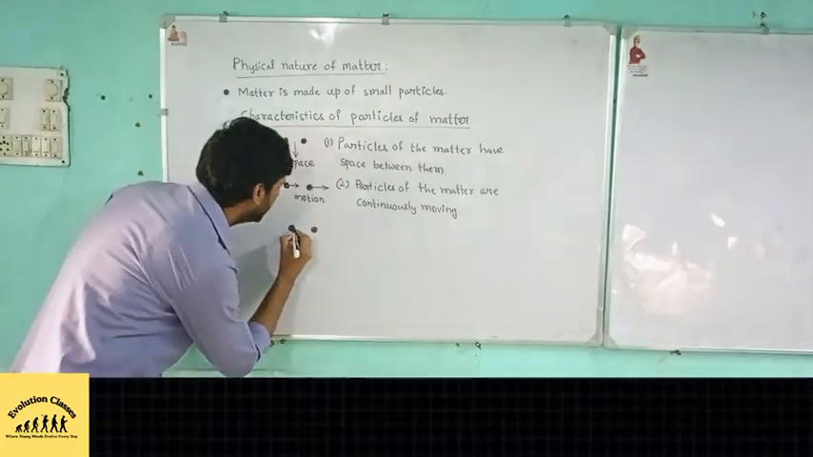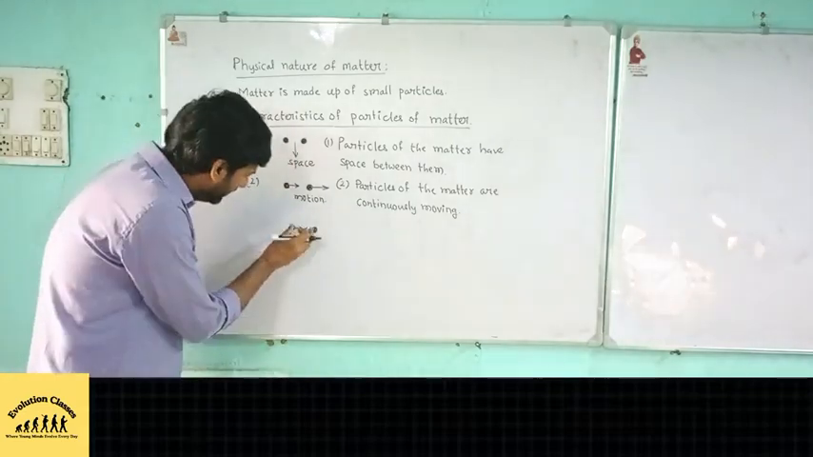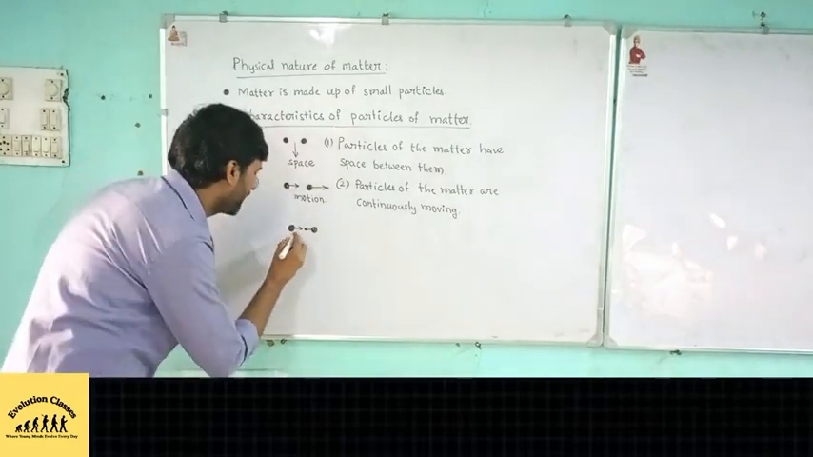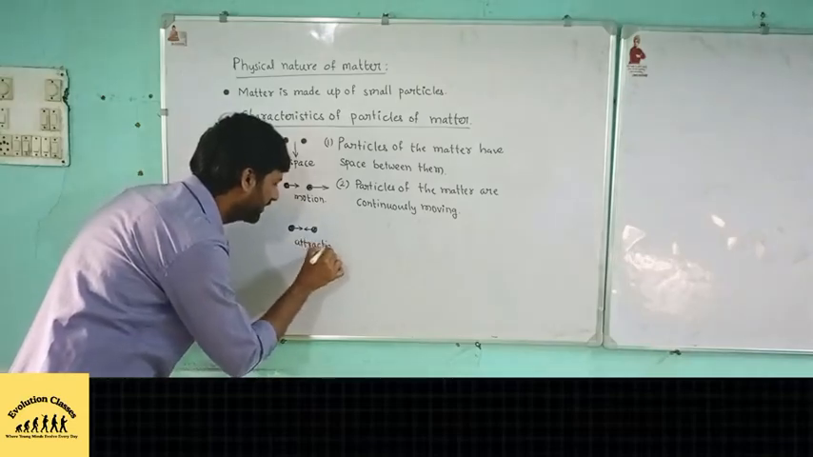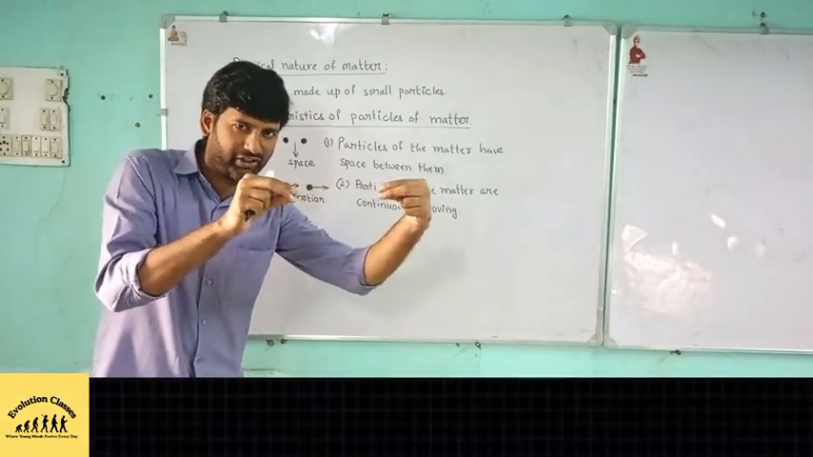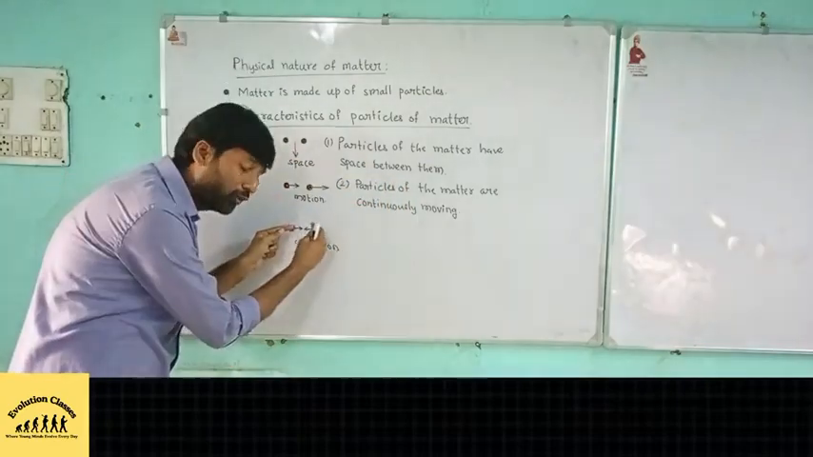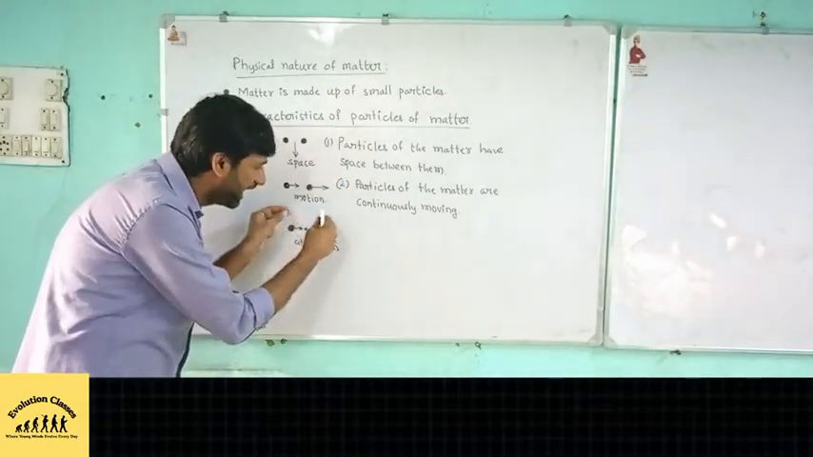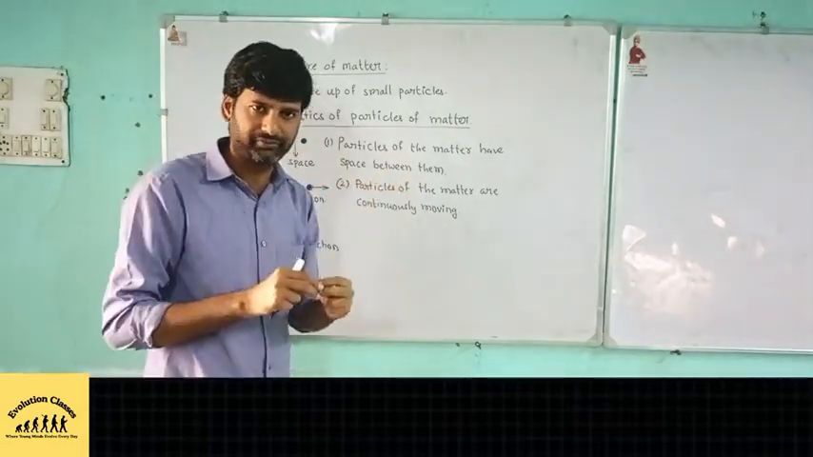But I will write the arrow mark here like this, towards each other. By this diagram, we can understand that there is some force of attraction between the particles. Attraction means when two are attracting, they come closer. Correct? So here I am writing the arrow mark, whereby we can understand the particles are attracting. And you can see the best attraction in solids.